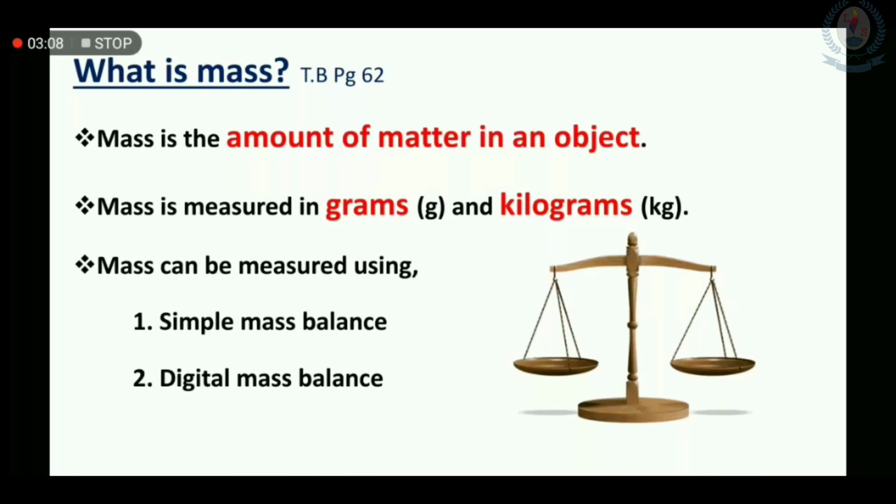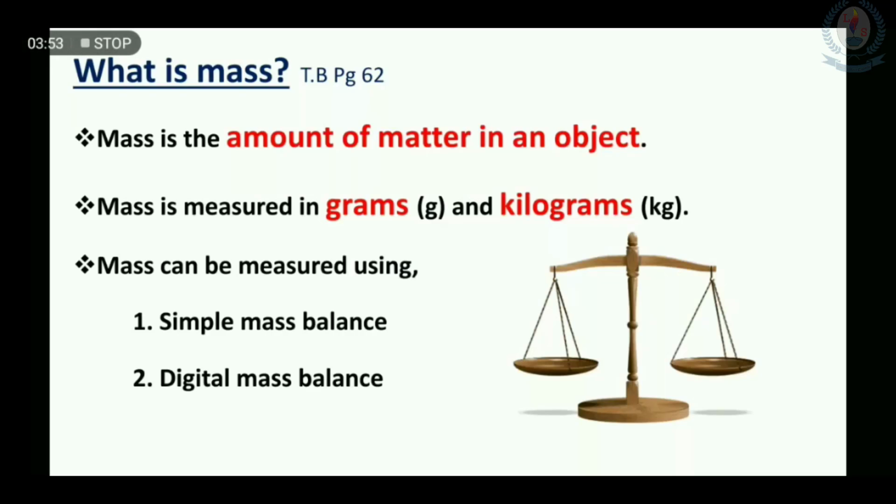What is mass? Mass means the amount of matter in an object. Okay, what I said? Mass means the amount of matter in an object. Mass can be measured in grams or in kilograms. We use grams in the form of simple g, and remember, kilograms are represented by simple k and simple g, kg, okay? Right.